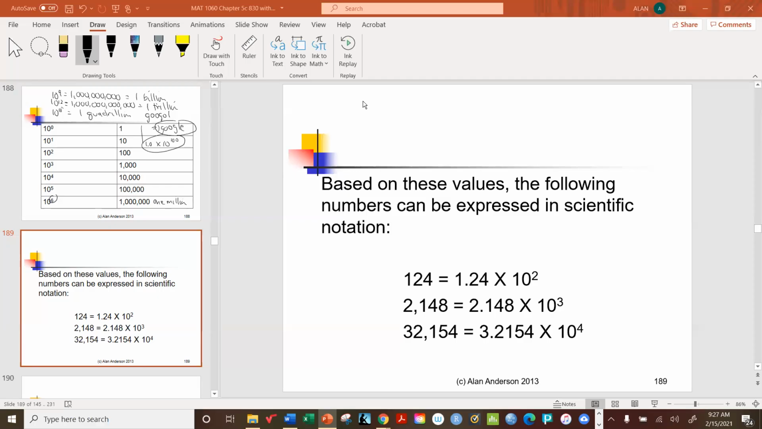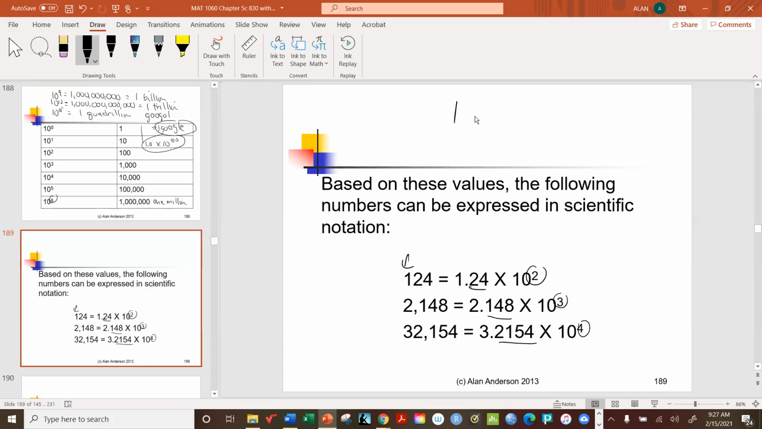All right, well, anyway, so here we go. So here's 124. Now remember, you take the first digit and then the rest go after. So here we start with the 2 and the rest go after. Here we start with the 3, and then you just have to figure out what's the appropriate exponent. It's always times 10 to some power. And so here, this is 1.24 times 10 to the second, the third, and the fourth. You can kind of tell.